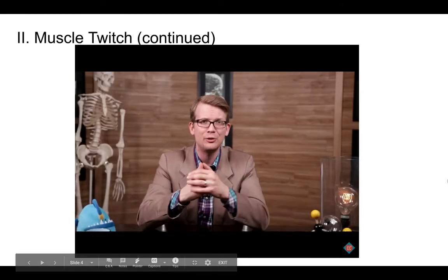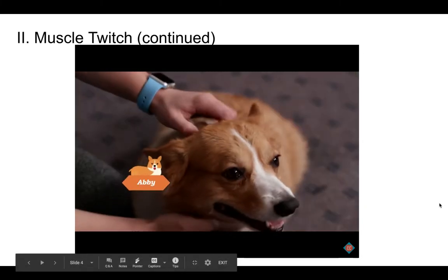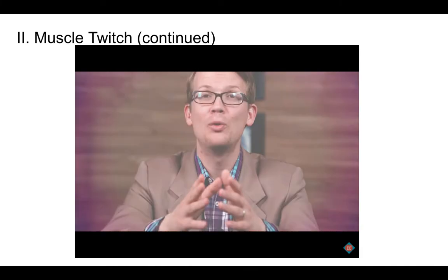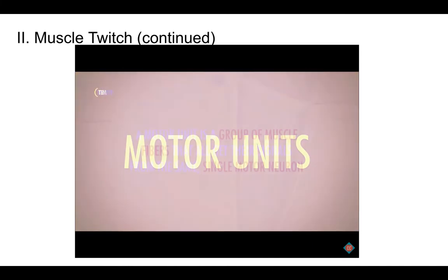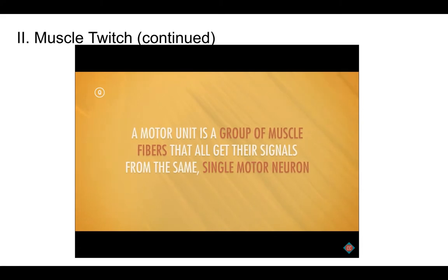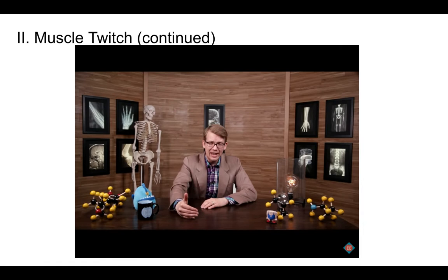They contract to create both quick and sustained movements and to regulate force. How can Claire's hands gently pet this corgi in one moment and then crush a can in another? I got 2 words for you. Motor units. A motor unit is a group of muscle fibers that all get their signals from the same single motor neuron. Since all those fibers listen to only one neuron, they act together as a unit.